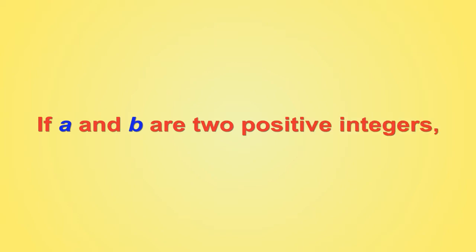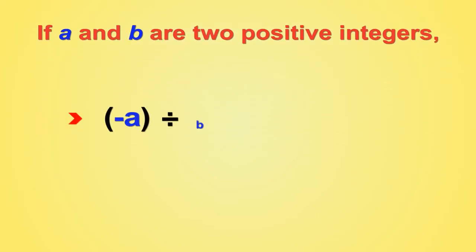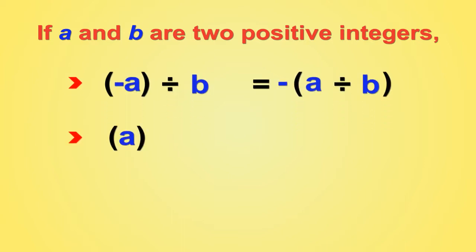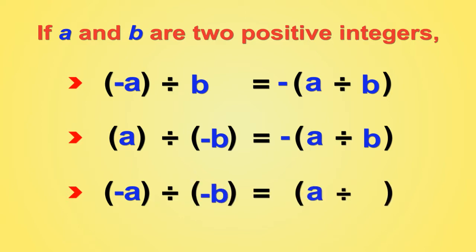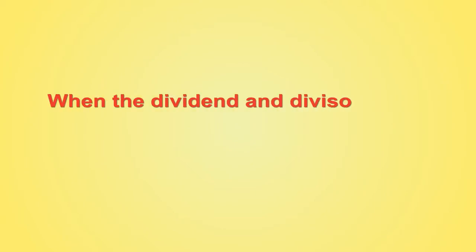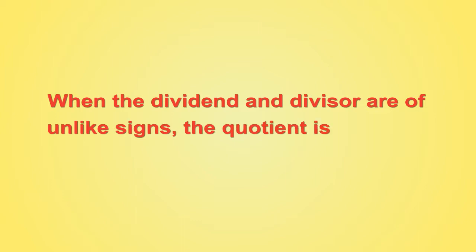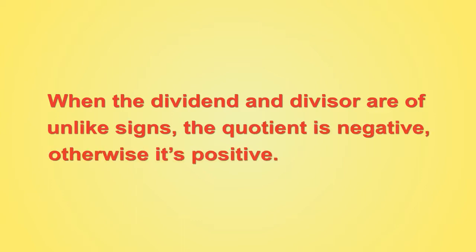From this, we understand that if a and b are two positive integers, then minus a divided by b is equal to minus a divided by b. A divided by minus b is equal to minus a divided by b, and minus a divided by minus b is equal to a divided by b. More precisely, when the dividend and divisor are of unlike signs, the quotient is negative, otherwise it's positive.